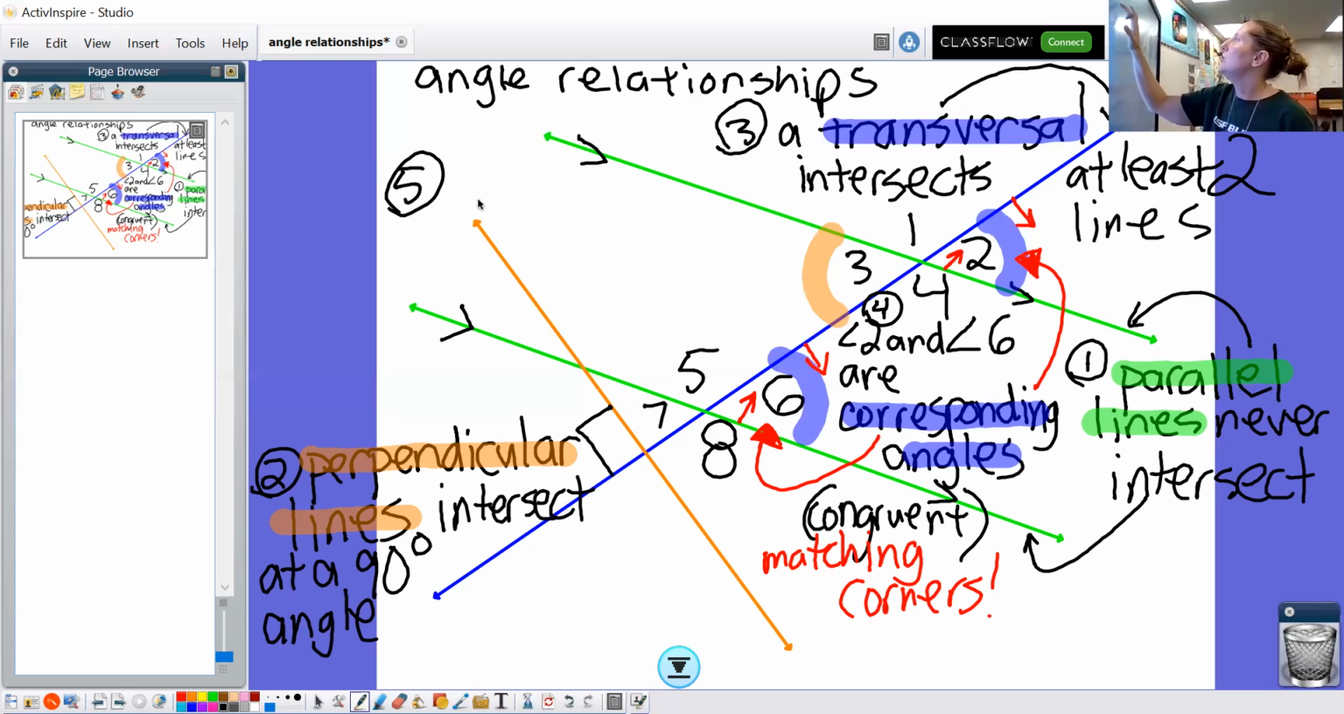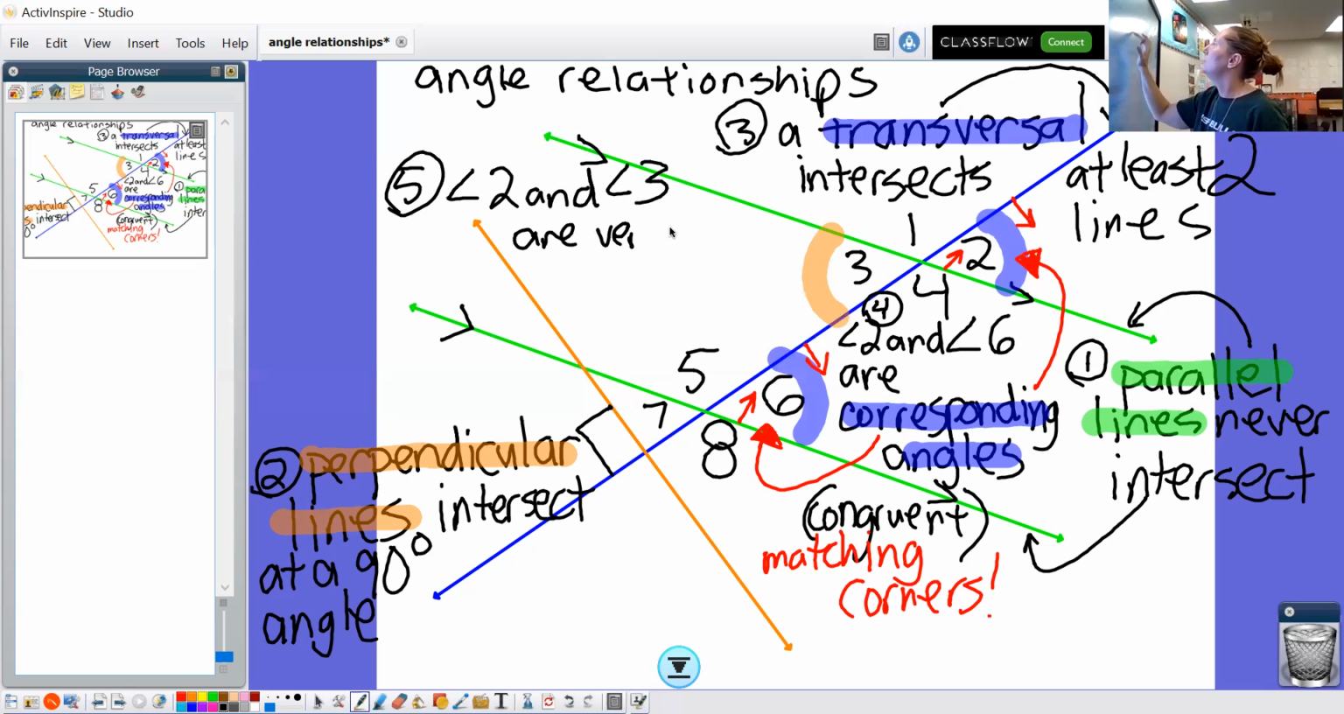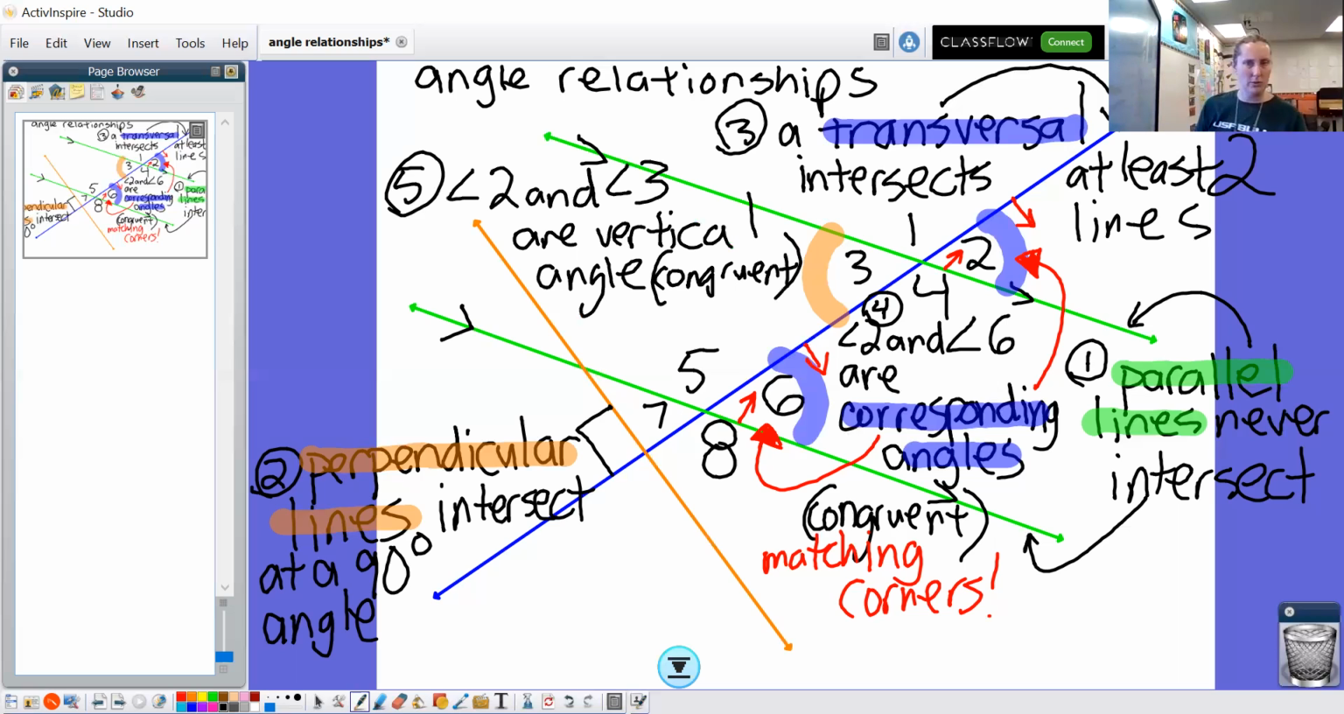So let's say that angle 2 and angle 3 are vertical angles. They're across from each other, and they also are congruent. Always, always, always. So there are other pairs of vertical angles here as well, but this is just one example. I'm going to go ahead and highlight that term so that you have it as well.